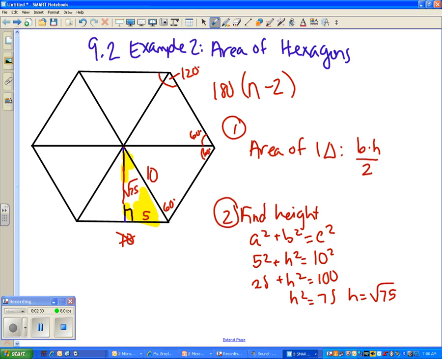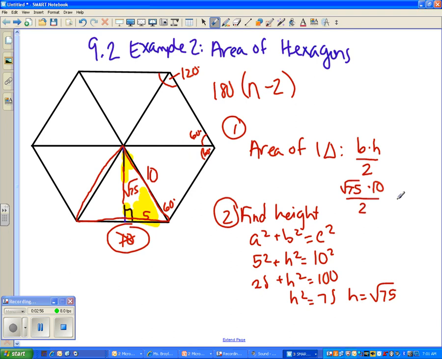We can plug that into our formula to find the area of one triangle. Let's go ahead and work with this whole triangle, not just the yellow one. So to find the area of this whole triangle, we know that the height is radical 75. We know that the base is 10. We're going to use the whole thing, 10. And we have to divide it by 2.